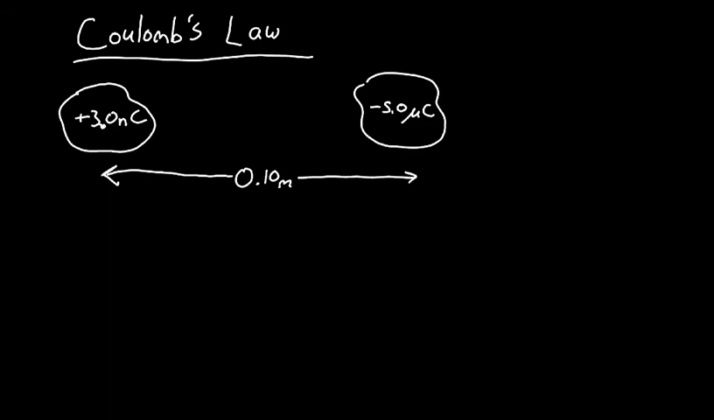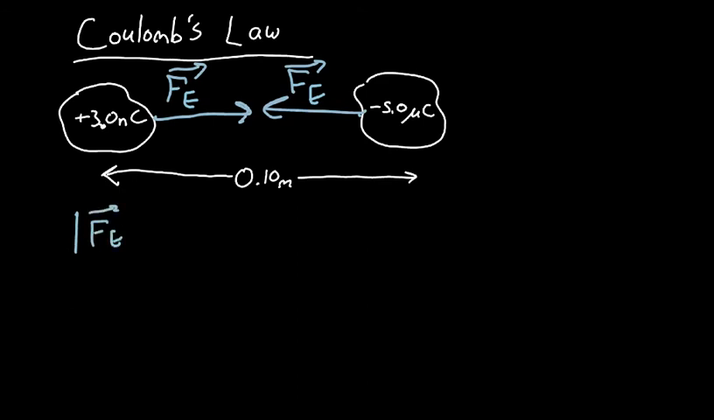Well, direction we can do straight away here. We see that one of these is positive and one's negative. Those are opposite charges, so these are going to attract each other. So electric force is going to point toward the other object. They each get the same size force, just in the opposite direction. Now, how big is that force? We can determine the magnitude using that Coulomb's law equation.